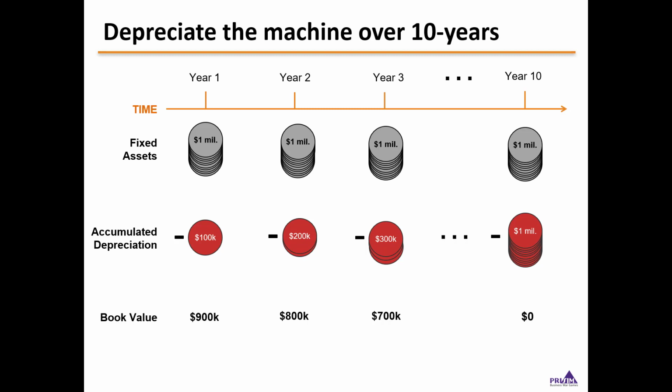Now if we play this out, I won't do it on the game board, but if we play it out over the 10 years, this is what the flows would look like. In the first year, we just went through it, you'd have the $900,000 book value. In year 2, you've got 2 of those $100,000 yearly depreciation expenses, which means book value of the asset, $800,000, and so on, such that by the end of the 10th year, book value is 0.